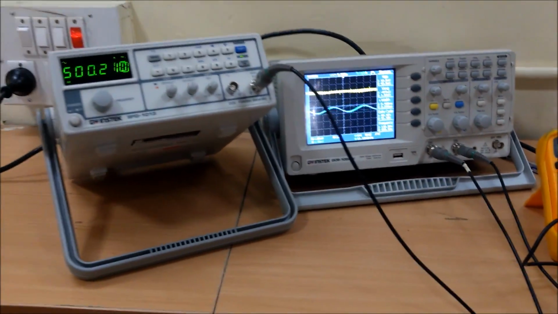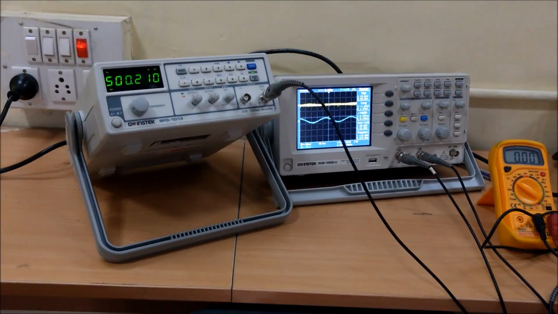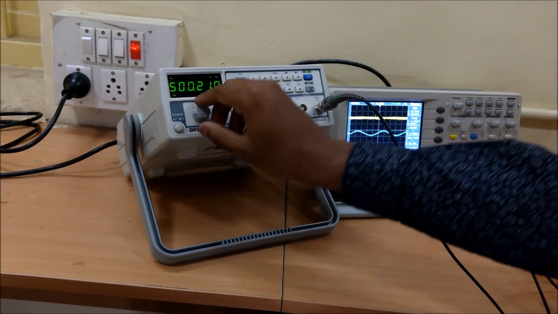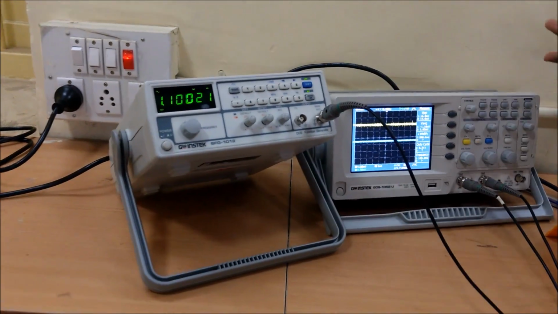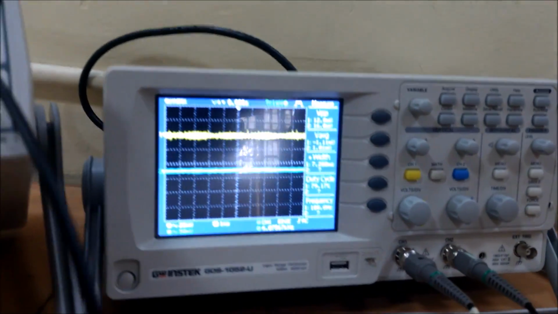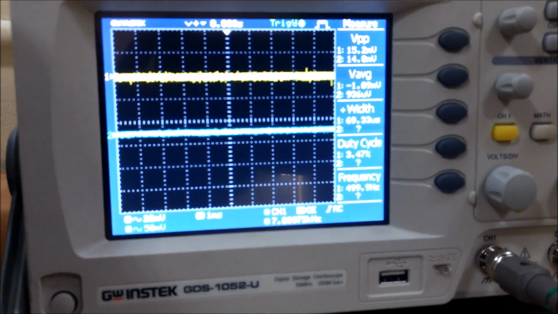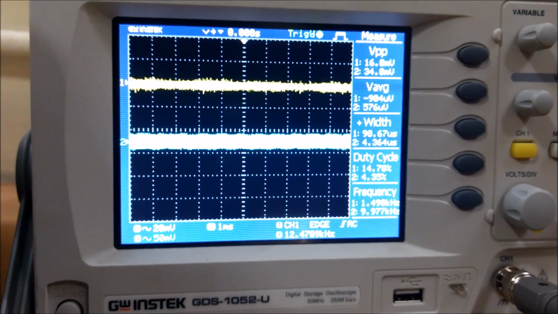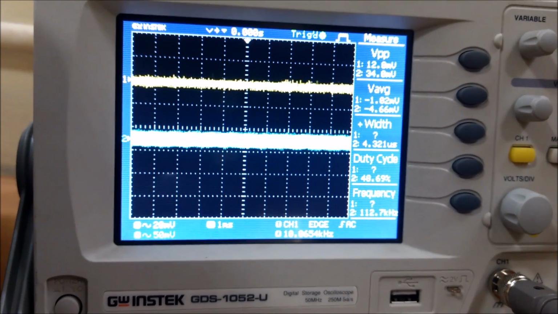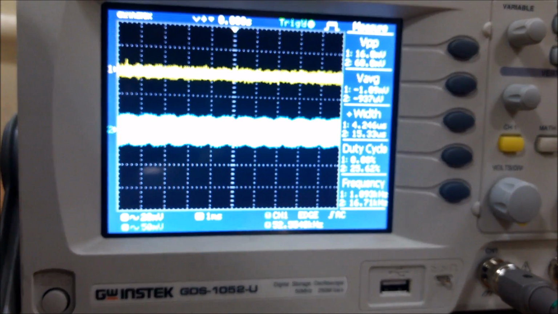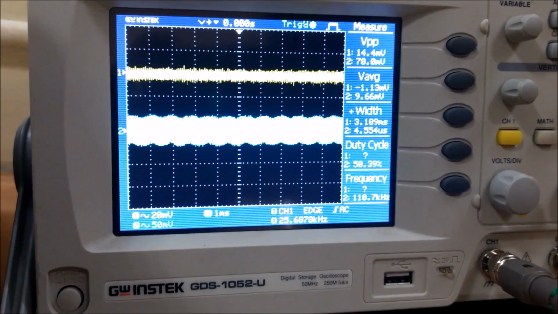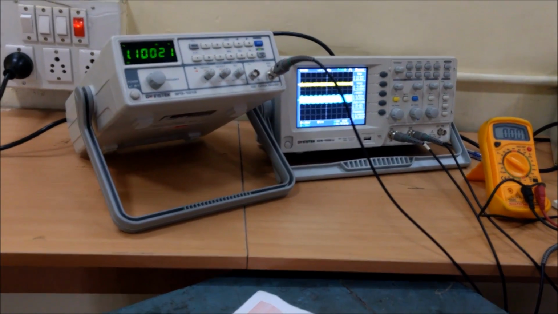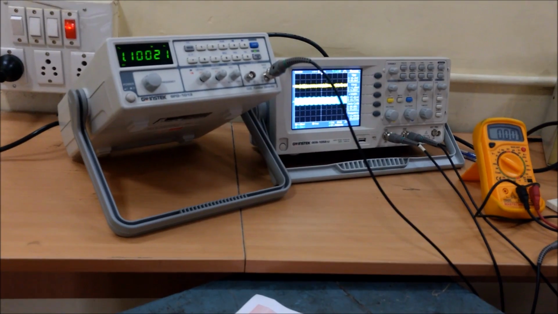Let's increase to 1 meg. So you can see that the output is almost less than the input. The input is almost 20 millivolts and the output is 68 millivolts at 1 meg. If we increase the frequency again, what happens?